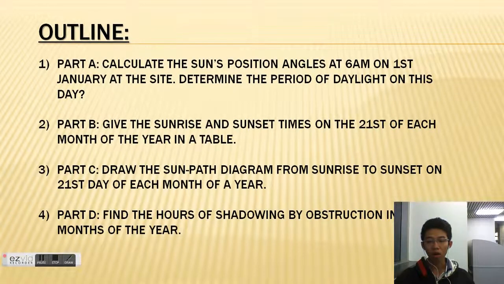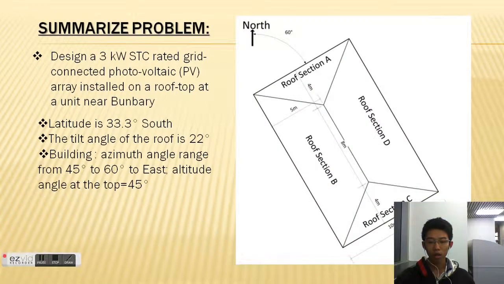Today I'm here to present how I solved part 1 of the renewable energy principle assignment. Firstly, I will talk about the sample calculation for the sun position angle at the given time and also determine the periods of daylight on this day. Then I will find out the sunrise and sunset on the 21st of each month of the year. Next, I will show how to draw the sun path diagram from that period, and finally find out the hours of shadowing by obstruction in different months of the year.